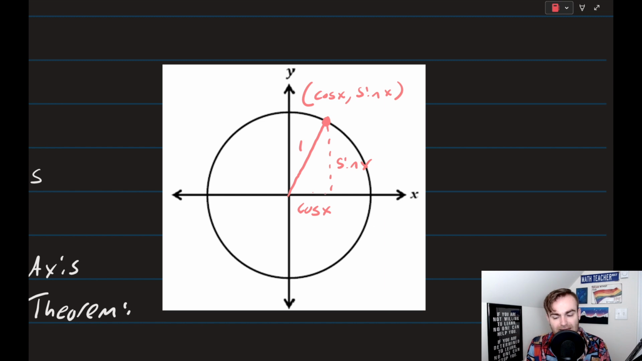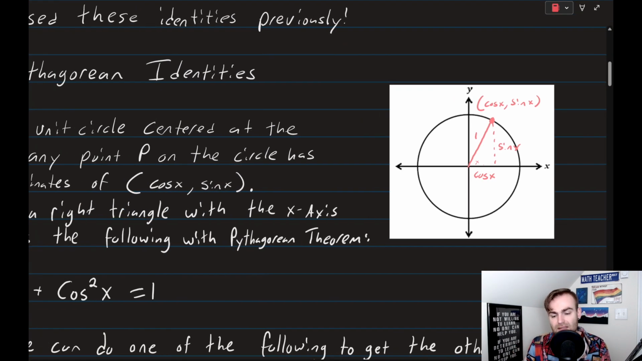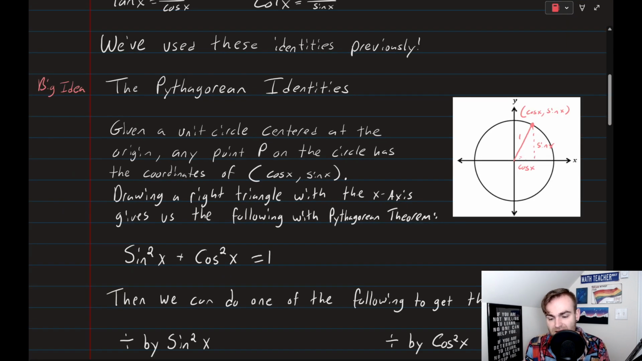In doing so, the leg that touches the x-axis is equivalent to the cosine of the angle, and the leg that represents the height of the triangle is equivalent to the sine of the angle. The hypotenuse is always 1 because the radius of the circle is 1. So if we build a Pythagorean theorem from this, we end up with sine squared plus cosine squared equals 1, or cosine squared plus sine squared equals 1. The order doesn't matter. That is a Pythagorean identity.